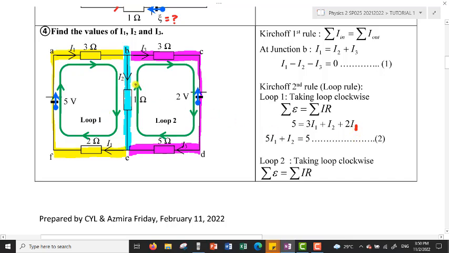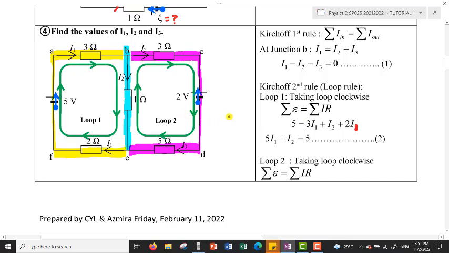And then we don't forget, we still have a current here, current I2, which passes through the 1 ohm resistor, and the direction of the current is the same as the loop, so it will be positive. So I2 multiplied by 1, so I have I2 here. Again, I simplify it: 3 plus 2, so I have 5 I1 plus I2 equal to 5. So I leave it as equation 2.